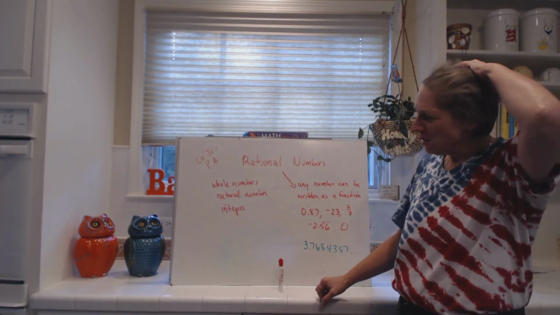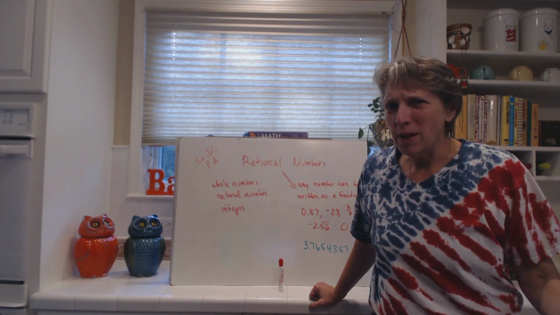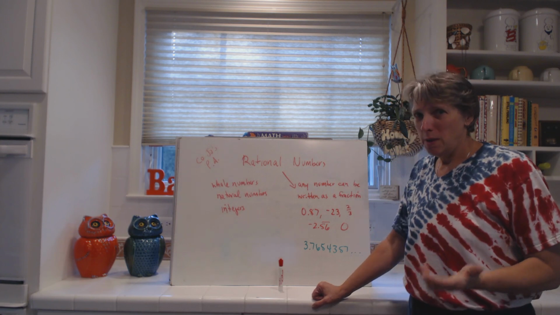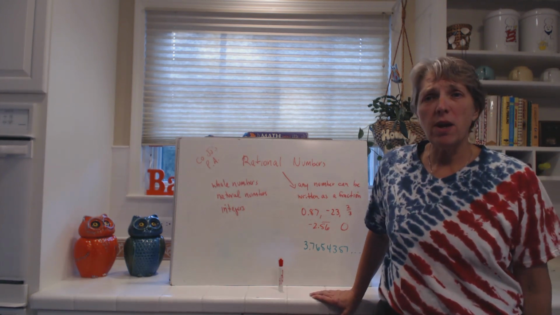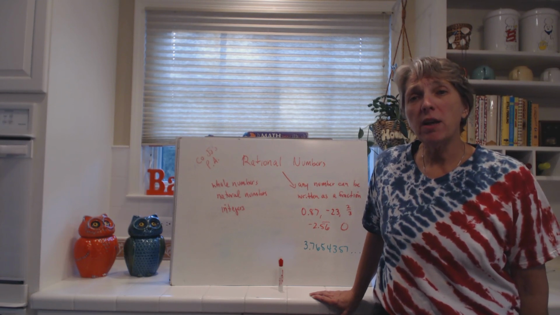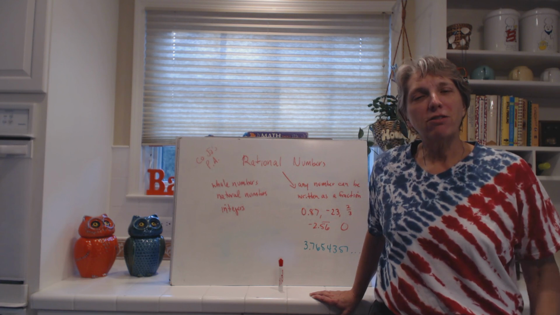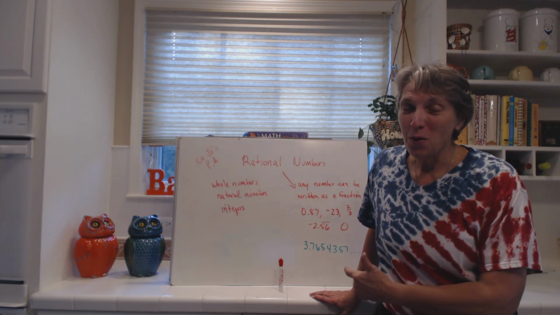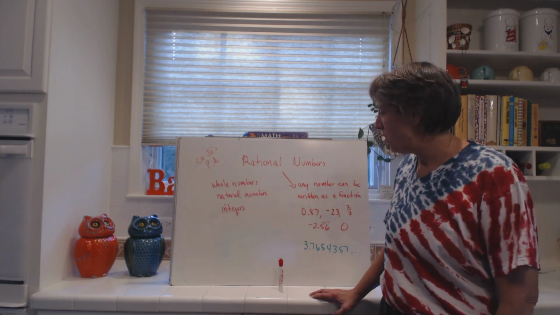Ooh, goodness gracious. This is negative 2.56 repeating. We're going to learn how to do that manually, mathematically today. And 0. Yes, 0 is a rational number. Last time I checked, 0 over 5 is 0. We're not dividing by 0. We want to rewrite 0 as a fraction. So 0 is a rational number.